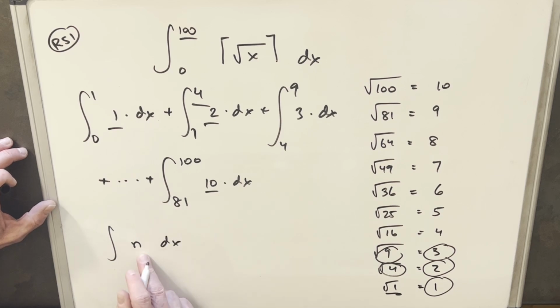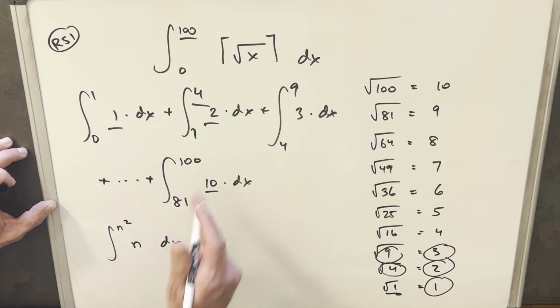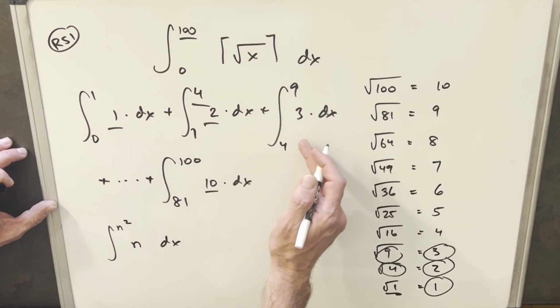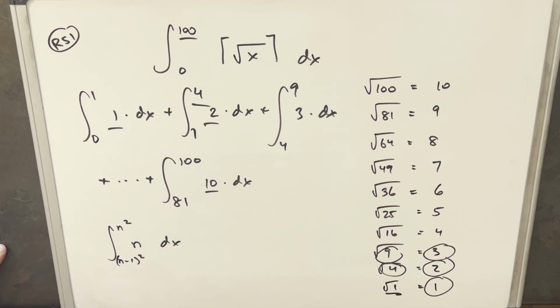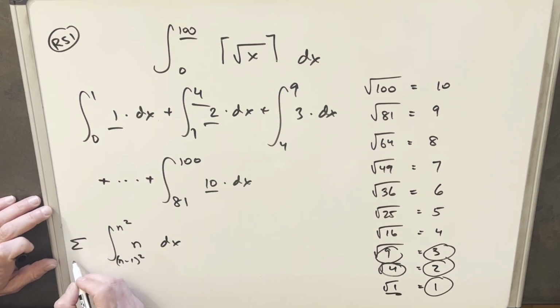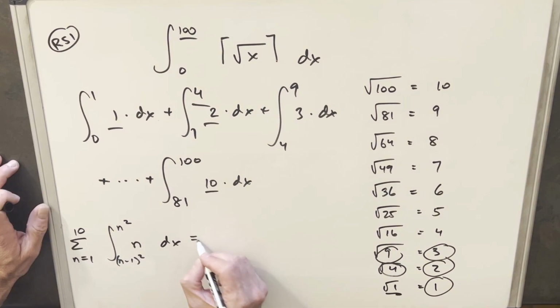We're integrating n dx. So you notice in each case, the upper bound is going to be n squared, and the lower bound is going to be n minus 1 squared. So we can write it like this. But what we're actually doing here, we can write as a summation. This is a series, so we can write this as the sum from n equals 1 all the way to 10. And what we can do is just integrate this thing.